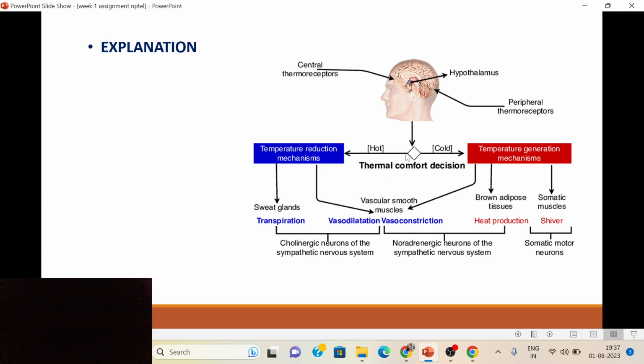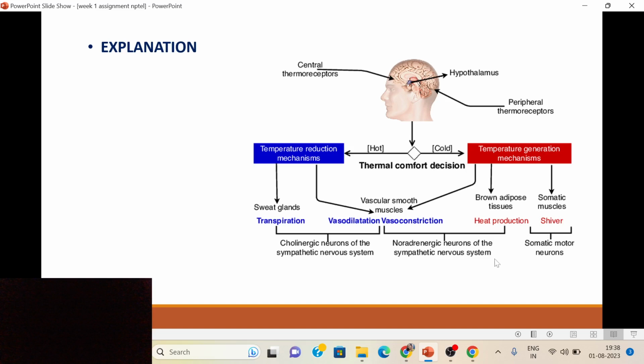In hot conditions, there is a reduction in the temperature through sweat glands or vasodilation, that is, dilating or expansion of blood vessels, through which it changes the body temperature to normal again. Or in cold conditions, the temperature generation mechanisms happen, like in adipose tissue or somatic muscle shivering, which leads to heat production in our body.